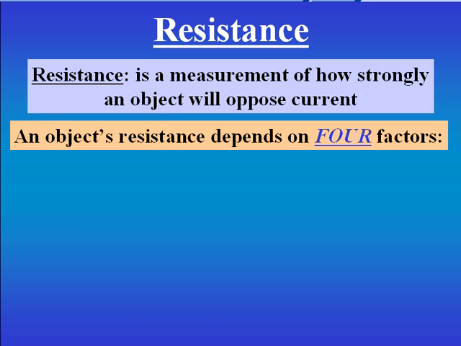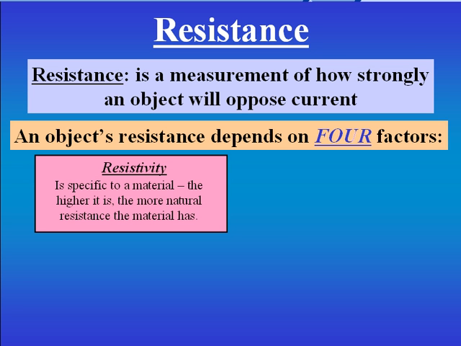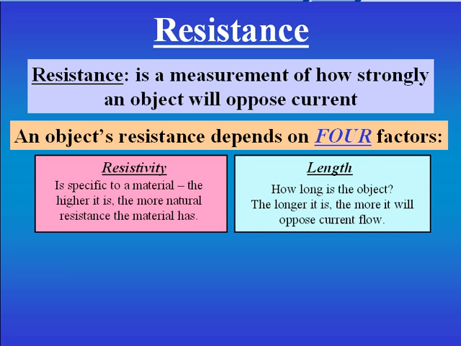Resistance depends on four factors. The first is resistivity. It's specific to the material. The higher it is, the more natural resistance the material has. You'll find a chart of resistivity in your New York State issued reference tables. The second is length, how long something is. The longer it is, the more it will oppose the flow of current. That makes sense. The farther you have to move, the harder it is.